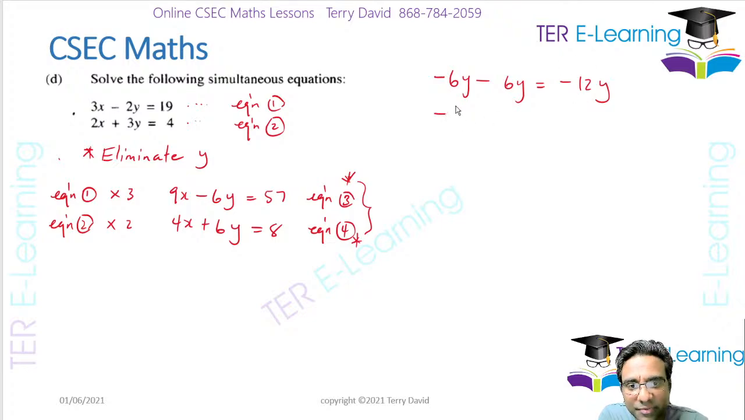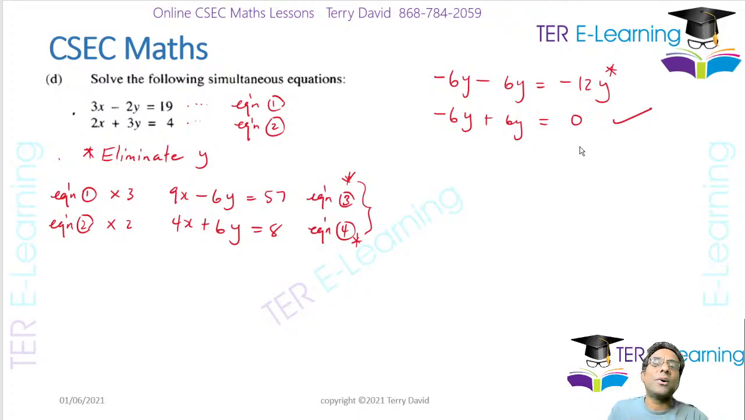But if I do this, if I say minus 6y plus 6y, I'm going to get 0. So therefore this one is correct. I need to add the two equations, not subtract them. Because if you subtract the equations, you're going to get minus 12y. Therefore, you have not eliminated any y's, right? So I'm going to add the two equations.